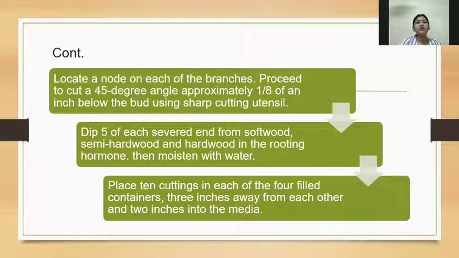Next, we proceed to cutting approximately one inch below the bud using sharp cutting utensils. And then we dip each of the 5 from each category, from softwood, semi-hardwood, and hardwood, into rooting hormone. Rooting hormone functions to enhance the rooting of the plant. And then we place 10 cuttings in each of 4 filled containers where we put them 3 inches away from each other.